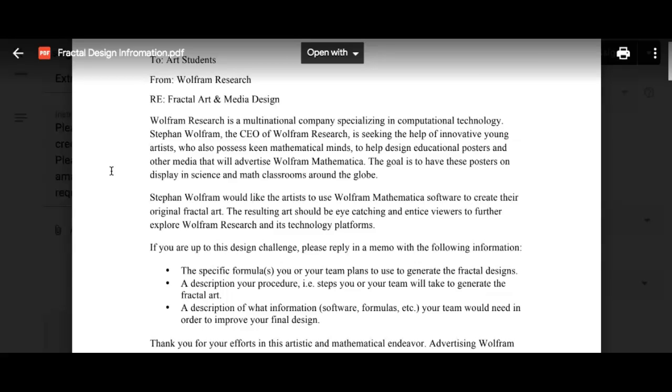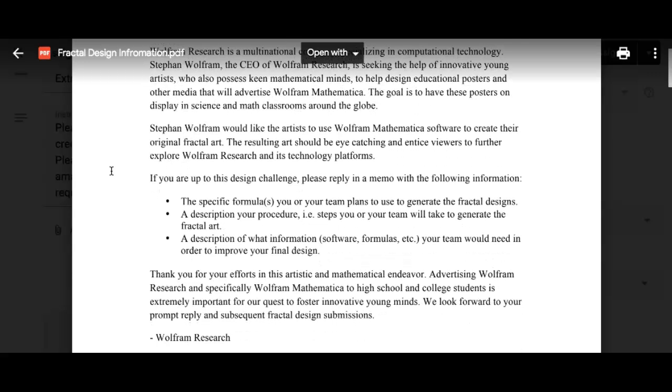Stephen Wolfram, the CEO of Wolfram Research, is seeking the help of innovative young artists who also possess keen mathematical minds to help design educational posters and other media that will advertise Wolfram Mathematica. The goal is to have these posters on display in science and math classrooms around the globe. Stephen Wolfram would like the artists to use Wolfram Mathematica software to create their fractal art. The resulting art should be eye-catching and entice viewers to further explore Wolfram Research and its technology platforms.